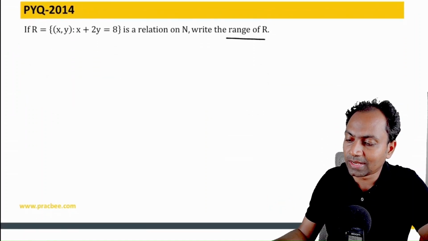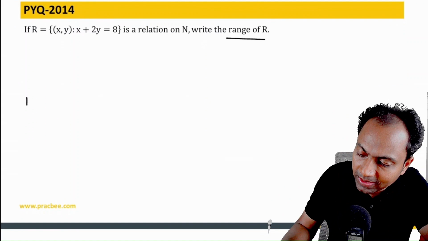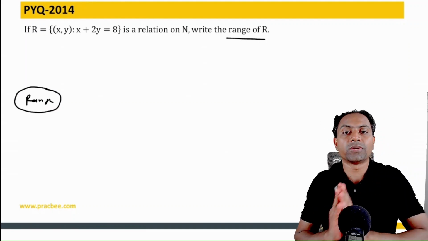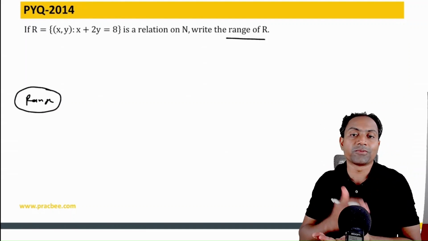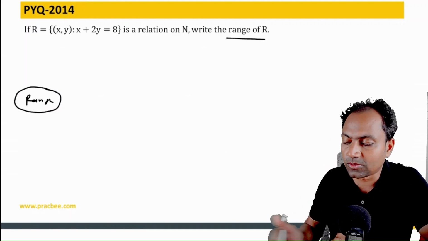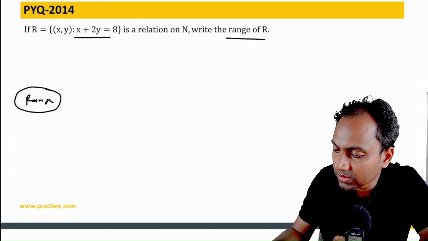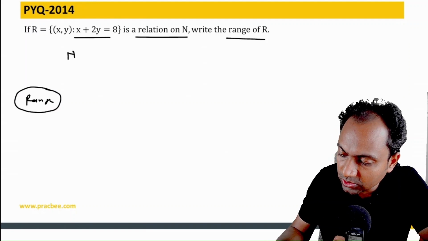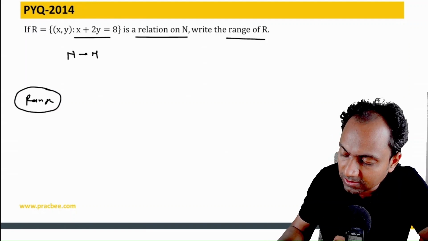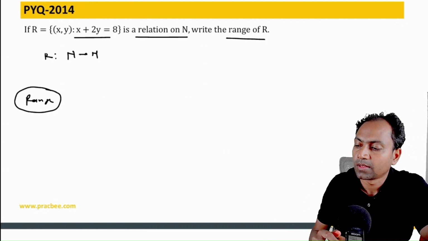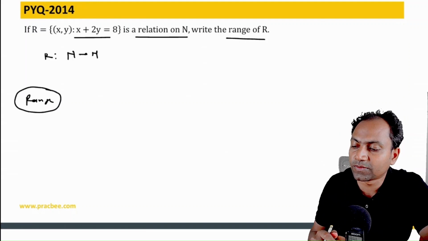Now, unlike domain, range has a very complicated technique to figure out. But largely, the questions that have been asked are simpler. So I'm going to discuss two questions using two different techniques. The first question: what they're given is nothing but x plus 2y equal to 8. They're saying this is a relation of natural numbers. That means we are substituting only natural numbers in it. So it is defined from natural numbers to natural numbers. They're saying write the range of this function.